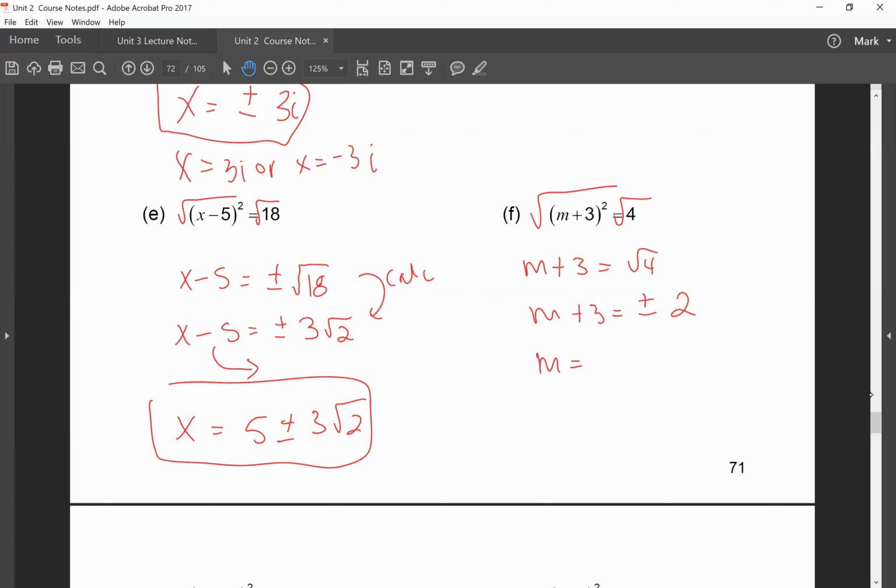M could be -3 plus 2, or m could be -3 minus 2. So I would get here -1 and -5. You can see this if you graph this equation. So what is this? M plus 3 squared equals 4. So I'm going to graph this.